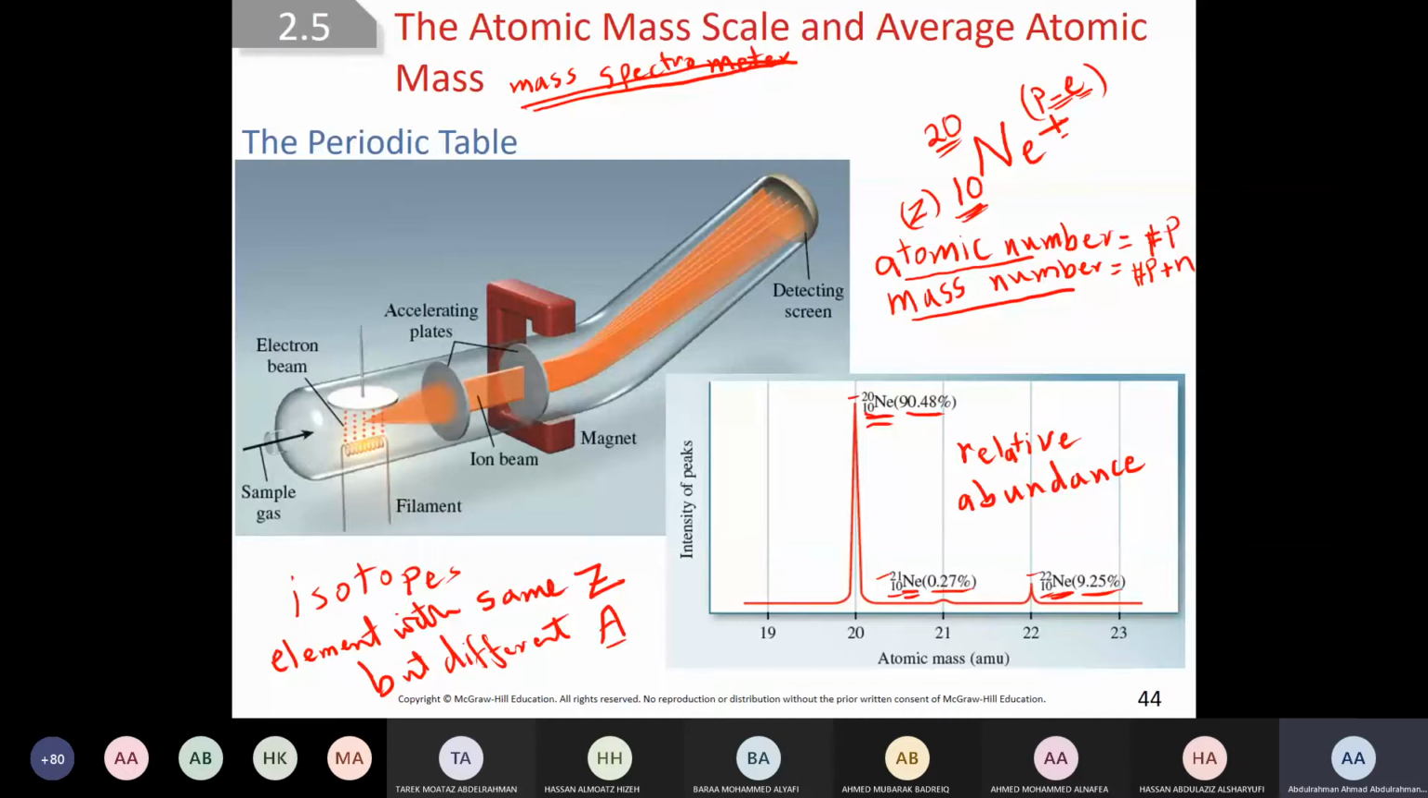Now, I want you to multiply the A in here by the relative abundance, and add them for all of them. Do it in your calculator. Okay, take the A and multiply it by the relative abundance. This one times this one, and 22 times this one, and add them together.